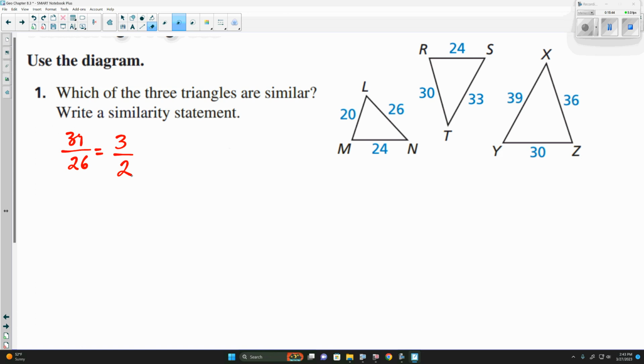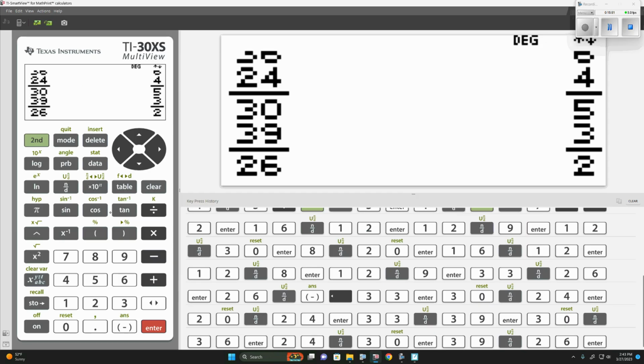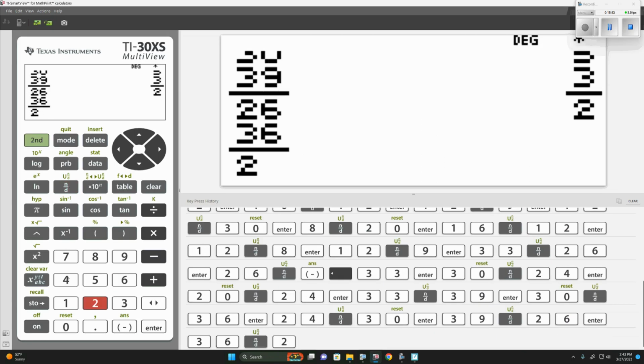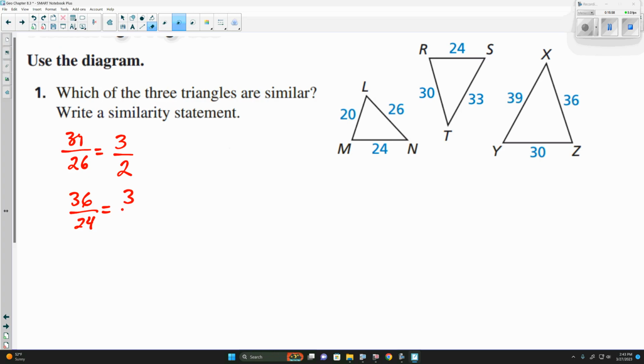Then we have 36 over 24. 36 over 24 is, surprisingly or not, 3/2. And lastly, 30 over, is 3/2 because, well, so we say triangle what?